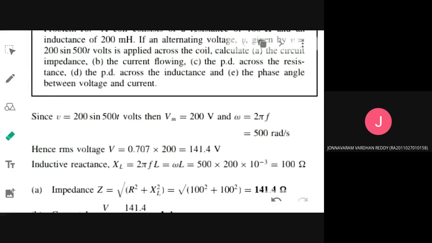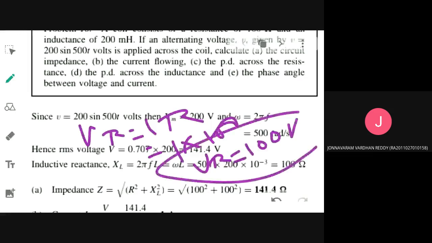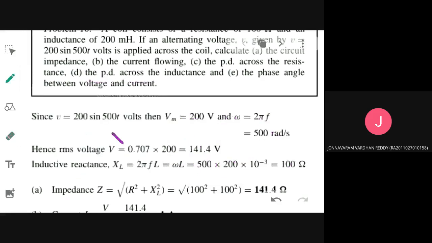VR is equal to I into R. That is the standard formula. We have found out that I is 1 ampere, so 1 ampere into 100 gives 100 volt, that is the voltage across the resistance. Then you need to find out the PD across the inductance, that is VL, using the formula VL equal to I into XL. XL is already found out, 100 ohm. I is 1 ampere. So VL is also 100 volt.